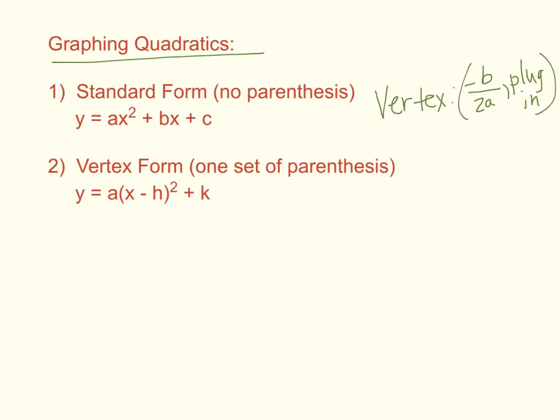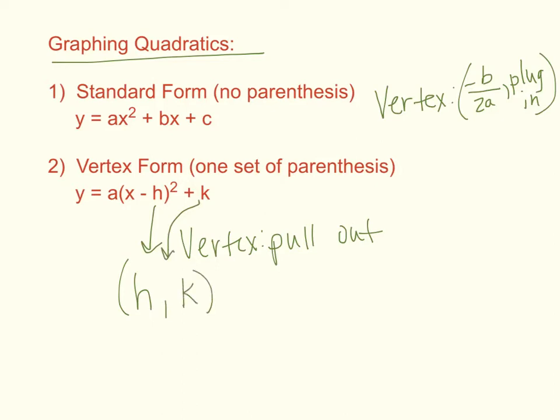For vertex form, the way you actually find the vertex is you pull it straight out. The h happens to be the x-coordinate of your vertex, and that k happens to be the y-coordinate of your vertex. So you pull that vertex directly out.